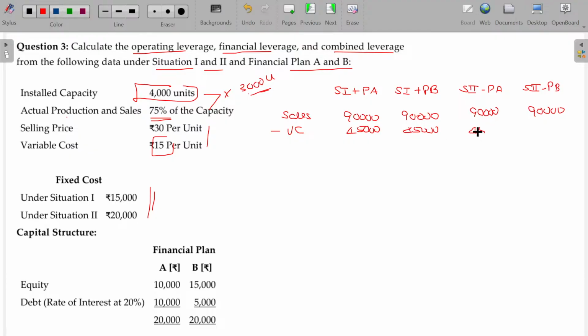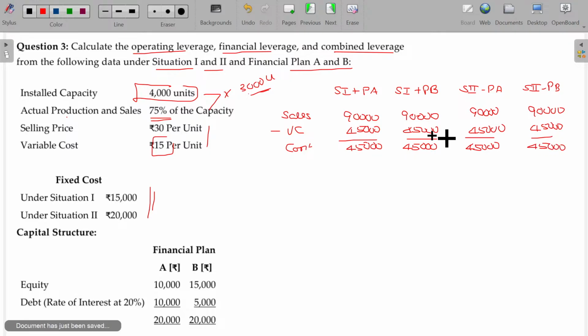Is that okay? Then contribution is 45,000 in all four cases. Now fixed cost. Situation 1, 15,000. These two are situation 1, and the rest of the two are situation 2. Is that okay?